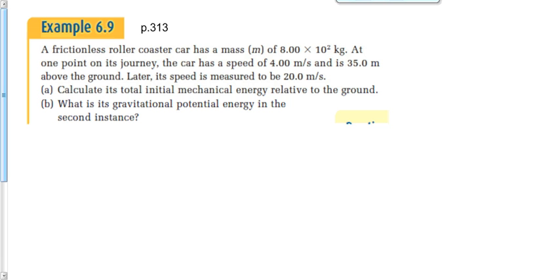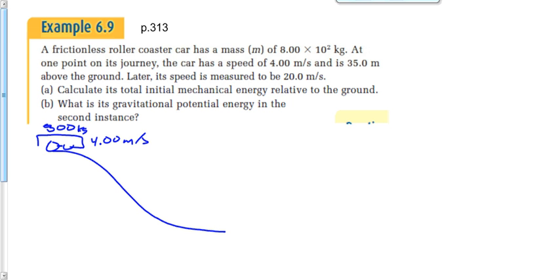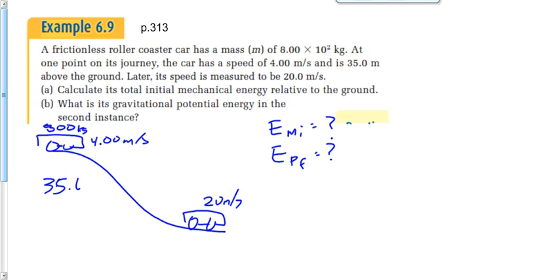So it's like this. Here's my roller coaster that has a mass of 800 kilograms and a speed of 4 meters per second. It's going down a hill, right? Because it's speeding up. Its speed right here is 20 meters per second. We want to find the initial mechanical energy, and we want to find the potential energy at the end. Now, it says that it's moving at 4 meters per second when it's 35 meters above the ground.